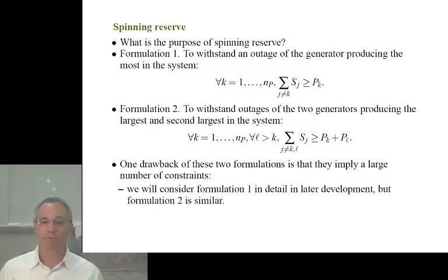A variation on this, I'll call it formulation 2, is to withstand outages of the two generators producing the largest and second largest in the system. So in that case, I need to consider each generator, I need to consider each other generator, and now I need to sum up the reserves provided by everything but generator K and generator L, and it needs to be at least as big as PK plus PL. Each of these formulations implies a large number of constraints. We're going to consider formulation 1 in detail later. Formulation 2 is similar but has an even larger number of constraints.